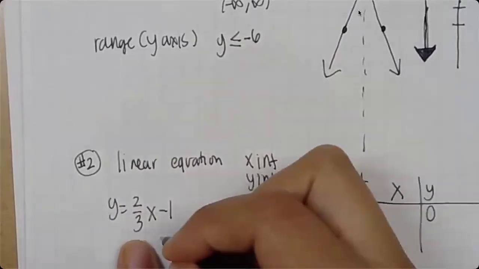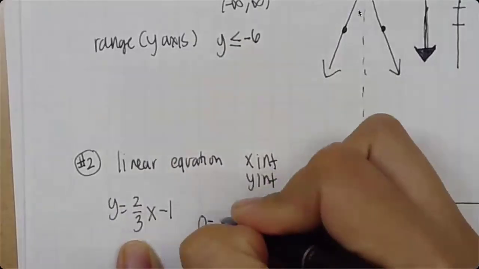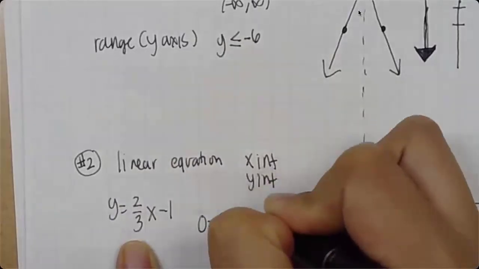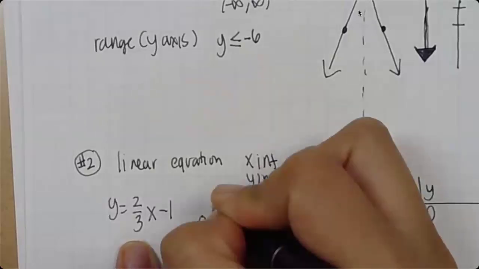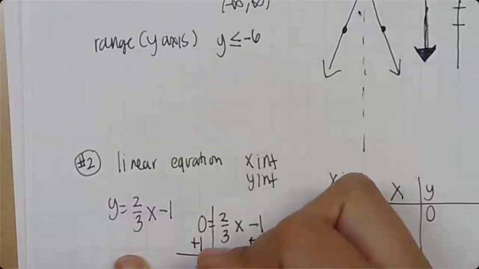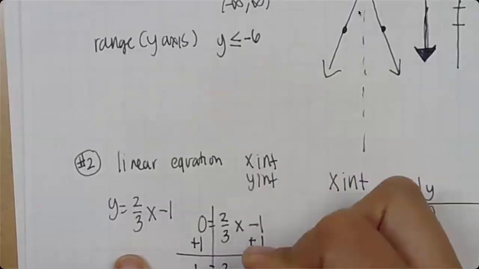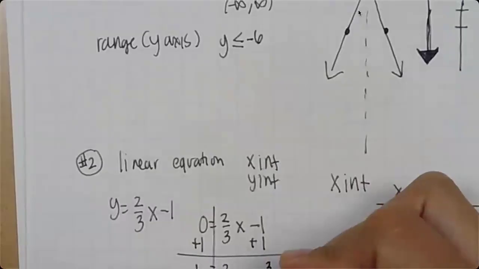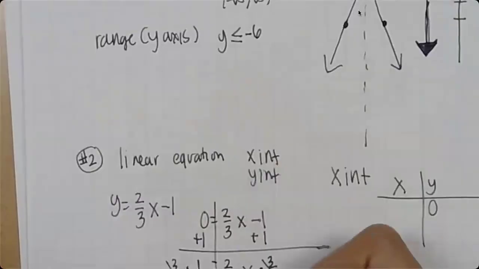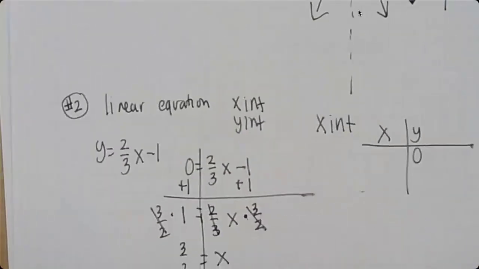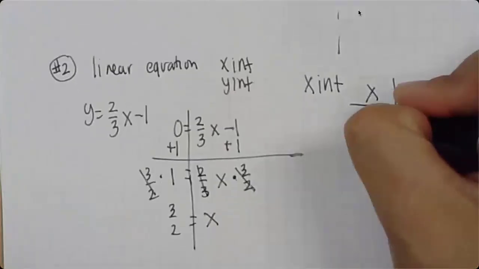So wherever my equation is, 0 is equal to 2/3 x minus 1. So then I add 1 to each side. So then I get 1 is equal to 2/3 x. So I'm going to multiply by its reciprocal to get rid of it. So I get 3/2 is equal to x. So my x-intercept is at 3/2.